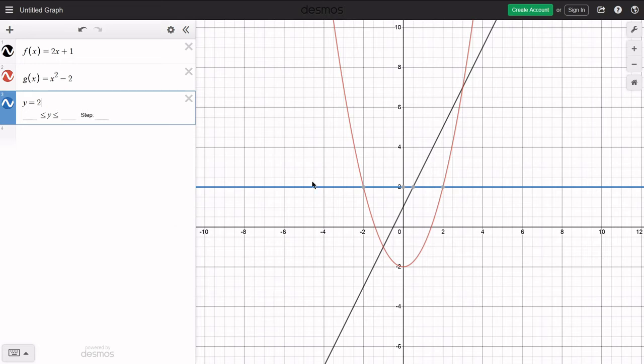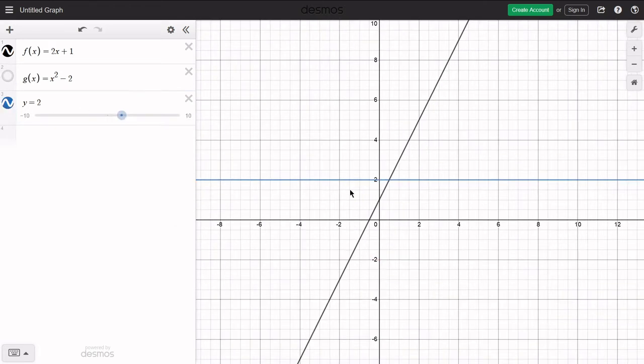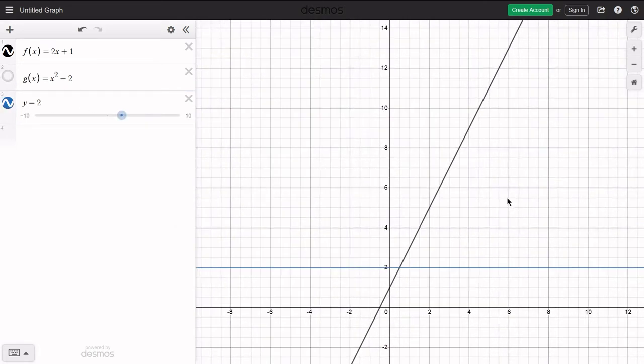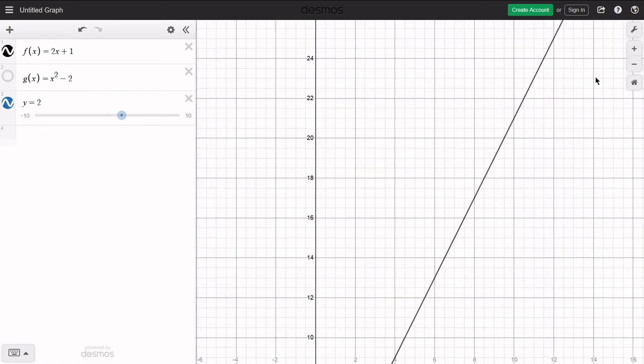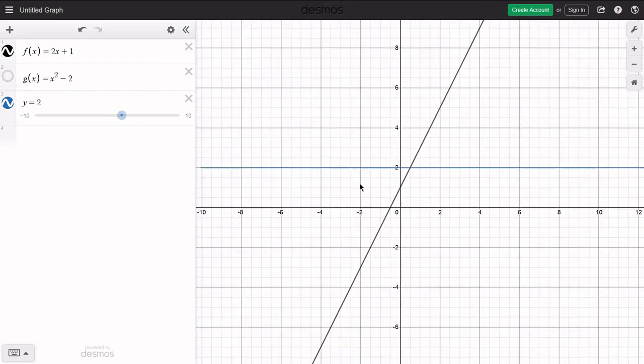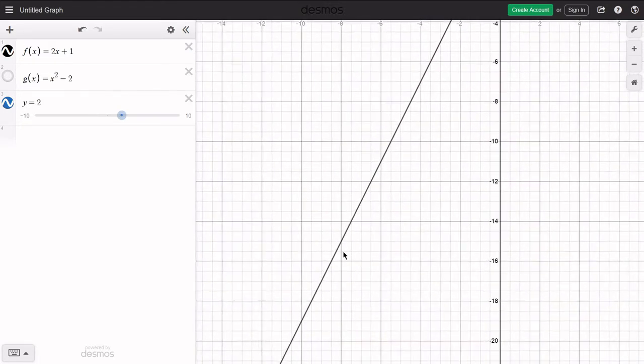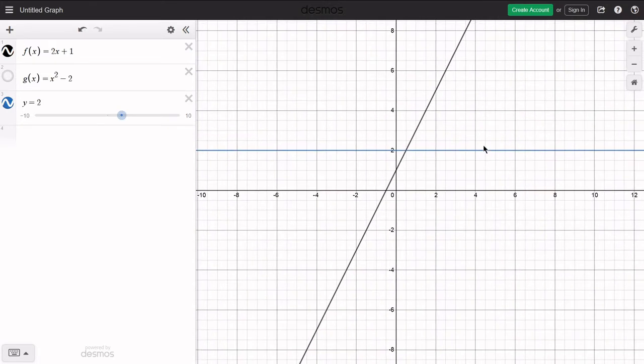You can see here, this line only crosses once, and I can draw any horizontal line. In fact, you have to make sure you can draw any horizontal line everywhere over the function, and it'll only cross once. This one will only ever cross once.